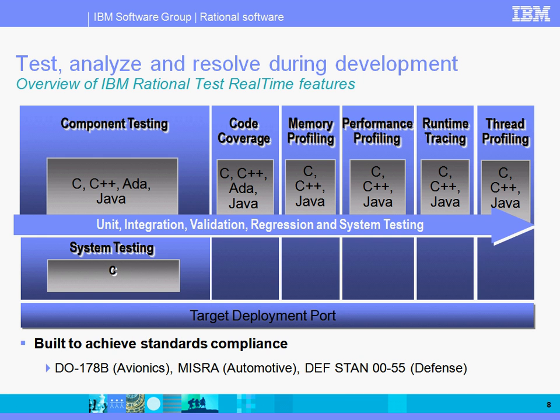And if I summarize all these things, component testing can be supported for C, C++, ADA and Java. It has code runtime analysis features like code coverage, memory profile, performance profile, runtime tracing and thread profile. Apart from all these, we can also do the system testing. This tool is qualified for DO-178B for code coverage and MISRA C and some other defense standards.